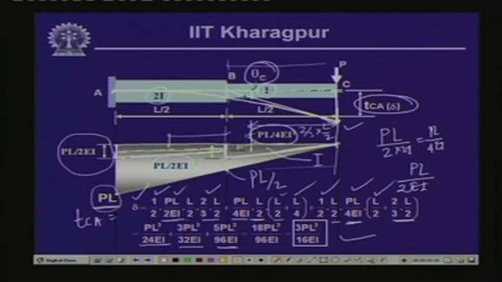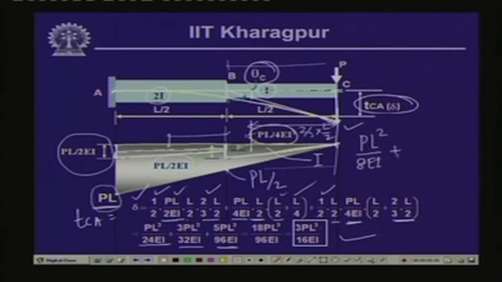If we take the areas and sum them together, we get the values. Taking the first part as PL square by 8 EI, plus PL square by 8 EI again, which is the area of the rectangular part, and for the other triangular part, PL square by 16 EI. So, these are the 3 areas.